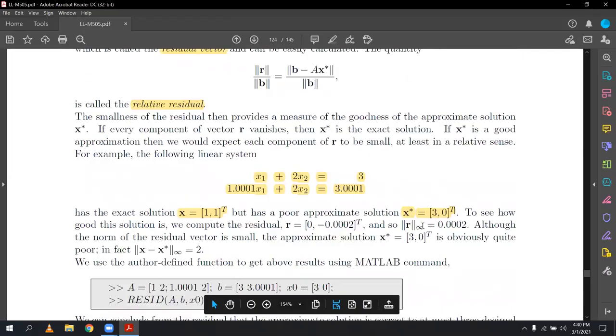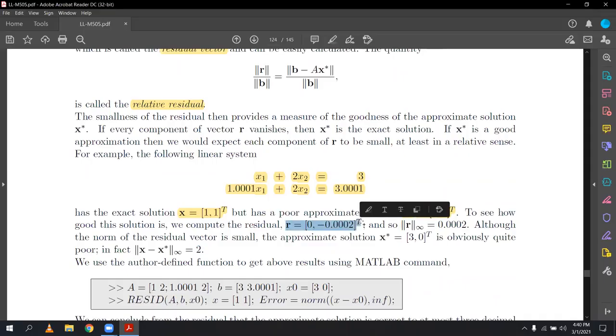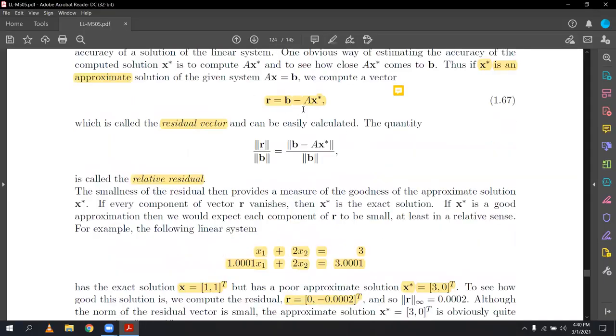And look at the error. Error is what? This minus this, which is what? 2, am I right? You know what the L infinity norm of a vector is? The L infinity norm of a vector is the largest element in absolute sense. So 1 minus 3 is minus 2, and 1 minus 0 is 1. So minus 2 and 1. Which one is the maximum in absolute sense? It is 2. So we have a big error. And when you calculate R, you know the formula for R is B minus AX squared.